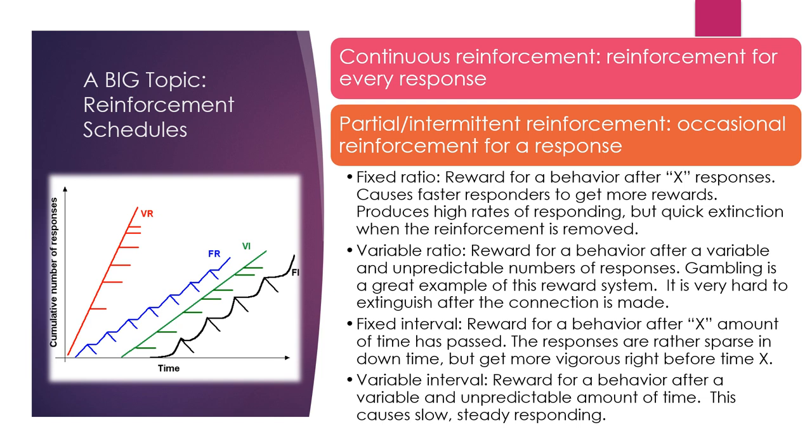Fixed interval schedules essentially are schedules where a certain amount of time has to pass, a set time has to pass, before a behavior is reinforced. Variable interval schedules are ones where we could say we need an average of a certain amount of time to pass, but that time passing varies from session to session as to how much has to pass before reinforcement's administered.